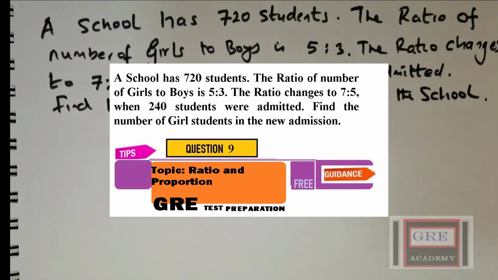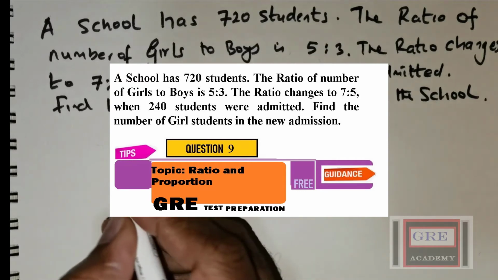Students, we are given this question. A school has 720 students. The ratio of number of girls to boys is 5:3. The ratio changes to 7:5 when 240 students were admitted. Find the number of girl students in the school.